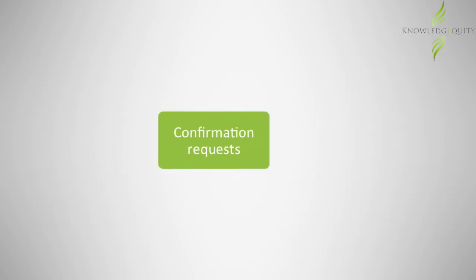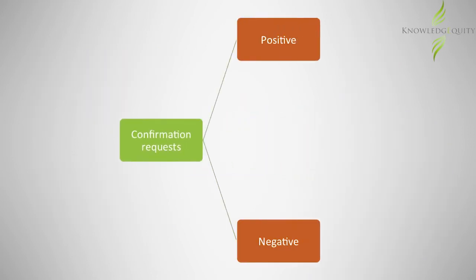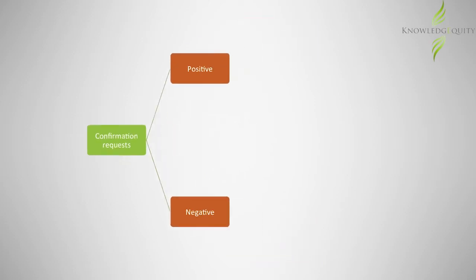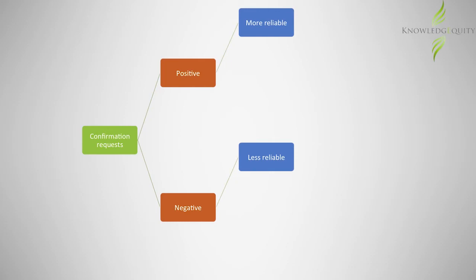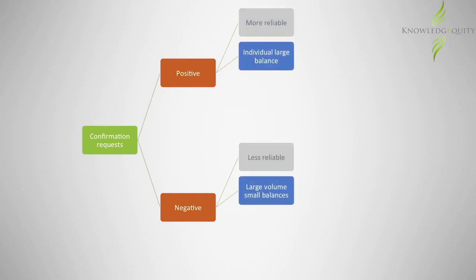There are two types of confirmation requests, namely a positive confirmation request and a negative confirmation request. Let's look at the differences between these two types of confirmations. A positive confirmation is a more reliable form of evidence, while a negative confirmation would provide less reliable evidence. Positive confirmation would be used when the individual accounts are high, while a negative confirmation would apply where there are a large number of smaller accounts.